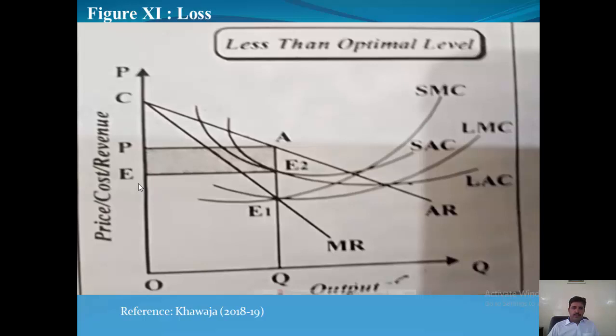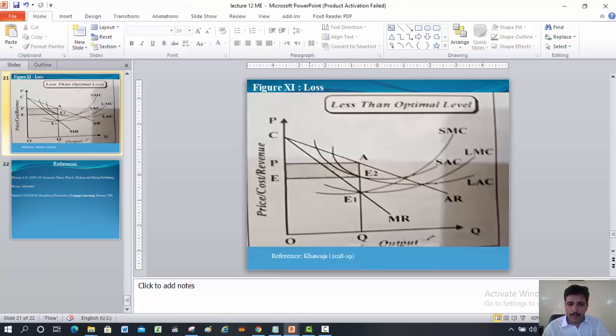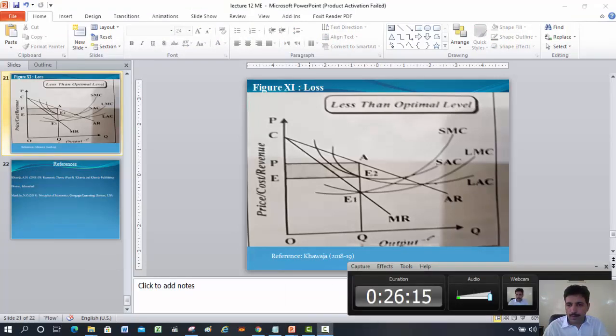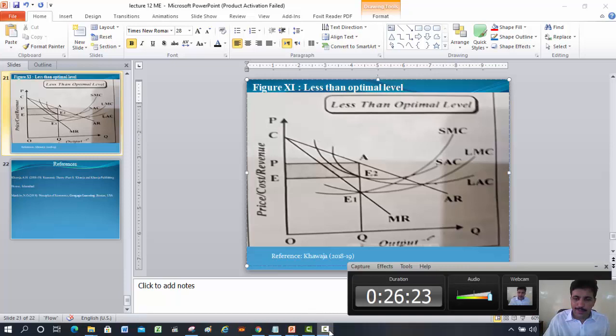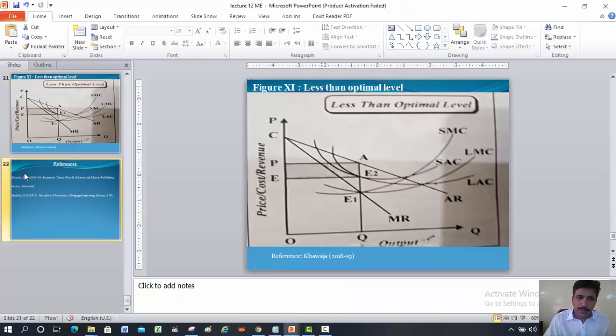We see here the same situation. So it is another case under monopoly where we see a less than optimal level.